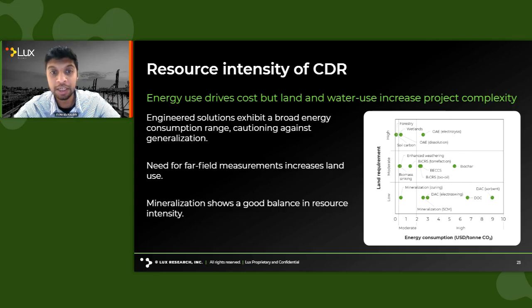Second, need for far field measurements increases land use, right? So land requirement for CDR extends beyond just the site of deployment. So if you think about enhanced weathering, ocean alkalinity enhancement, biochar, you have to collect data and do site analysis far beyond the site of deployment to ensure that there are no broader ecological effects, right? So today, these far field measurements are not standardized and regulated.